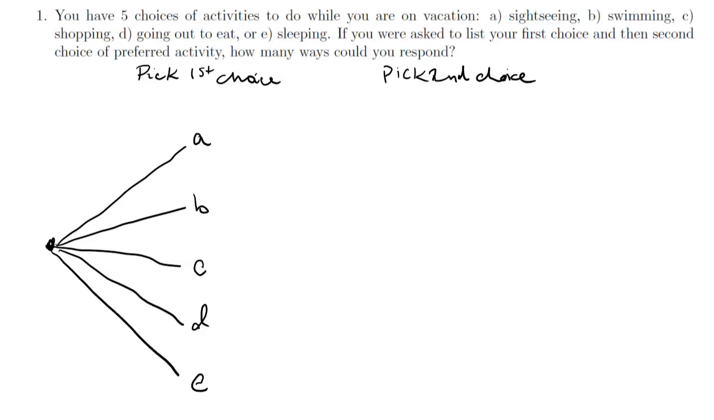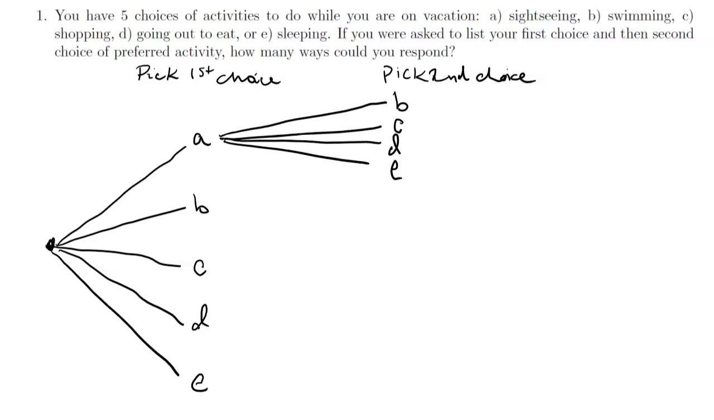The fact that I chose A first means that I can't choose it again. So my options now for my second choice, well, I could pick B, swimming, as my second choice, or C, or D, or E. All of those could follow A. So my list could have been AB, or AC, or AD, or AE.